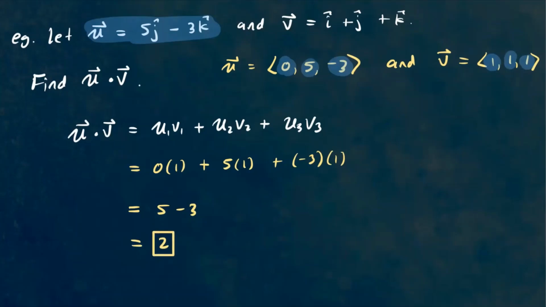It's a number. So as you can see, when you dot two vectors, you get a scalar. You do not get a vector. So make sure you keep that in mind as you proceed with the dot product.